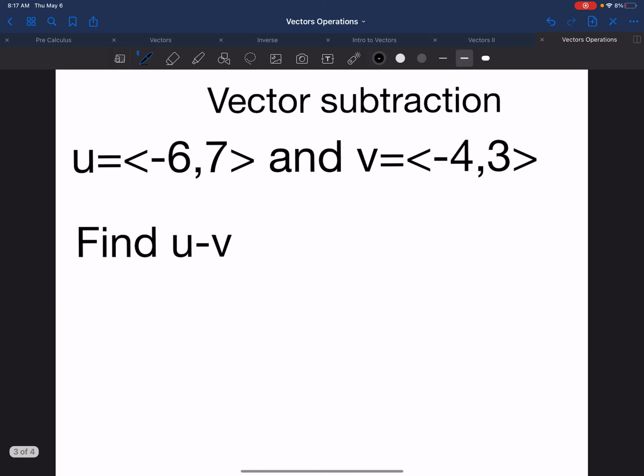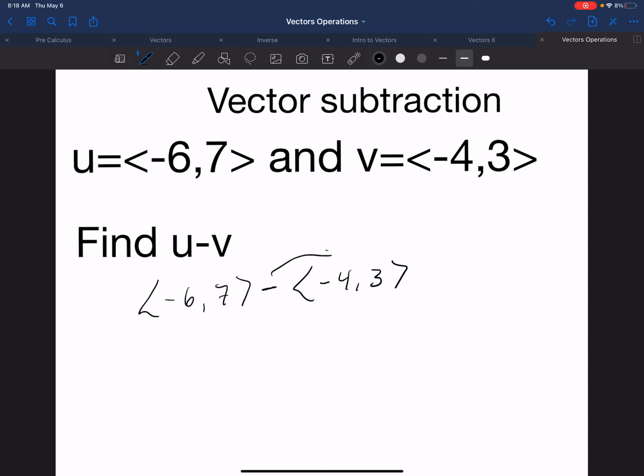When we do subtraction, we actually have two different ways to do it. We can change it into an addition problem, or we can keep it as a subtraction. So I'm going to do one of each, just so you can decide which one you like better. So I'm going to find what u minus v is. So first I'm going to rewrite u, which is -6, 7, minus v, which is -4, 3.